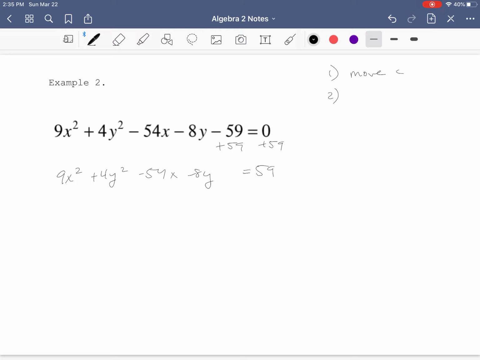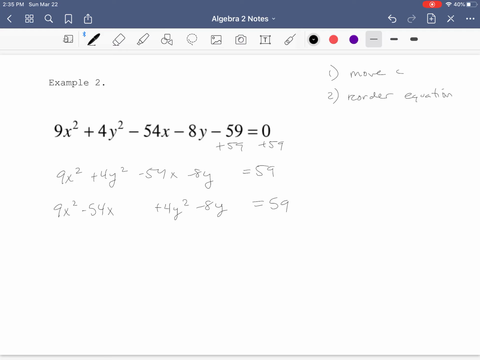Step 2 would be to reorganize or reorder the equation. And what I mean by that is to group all the x's together and group all the y's together. So that's going to look like this. 9x squared minus 54x, and then I'm going to leave myself some space, and then I've got 4y squared minus 8y, and then equals 59.